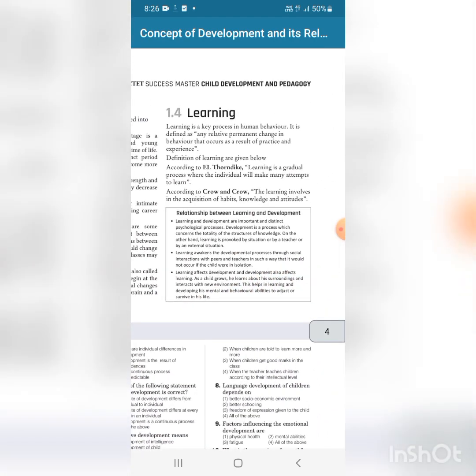Now, let's discuss learning. So, learning is a key process in human behavior. It is defined as any relative permanent change in behavior that occurs as a result of practice and experience. The definitions of learning are given below. According to E.L. Thorndike, learning is a gradual process where the individual will make many attempts to learn. According to Crow and Crow, learning involves the acquisition of habits, knowledge, and attitudes.